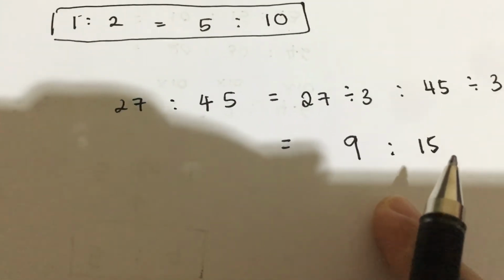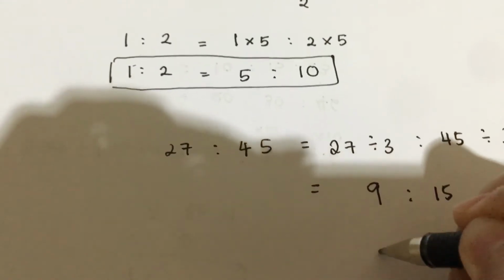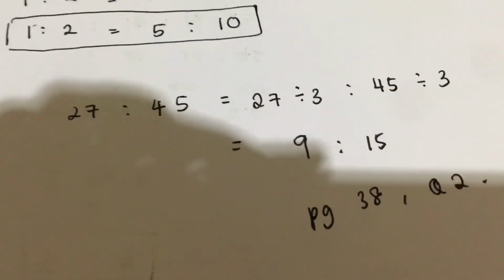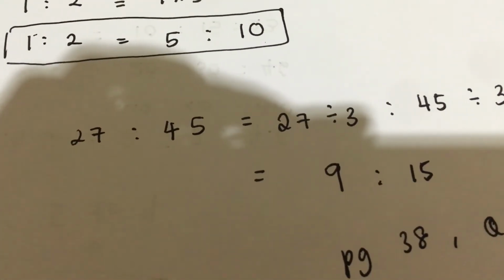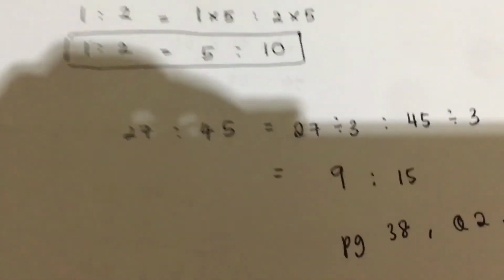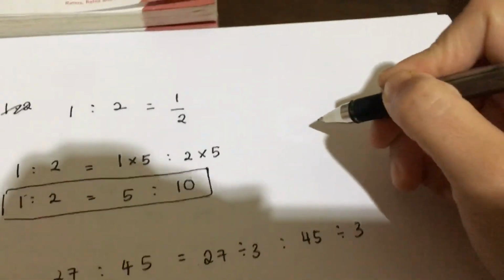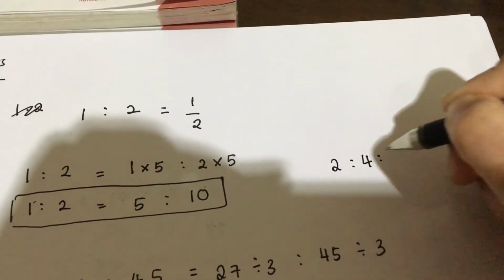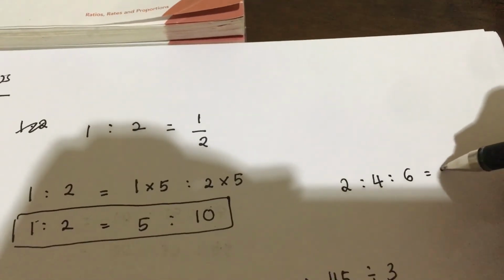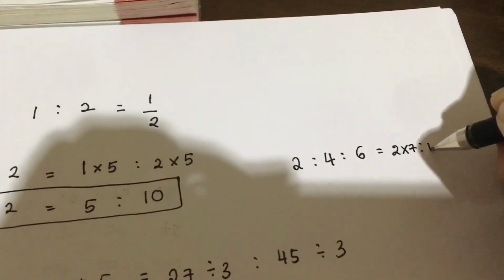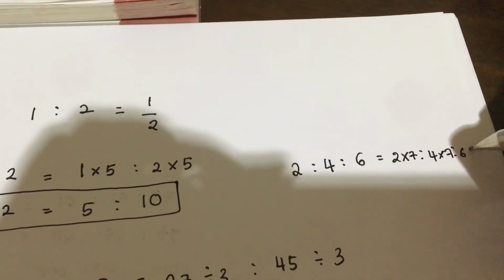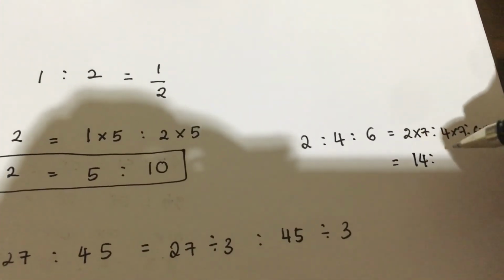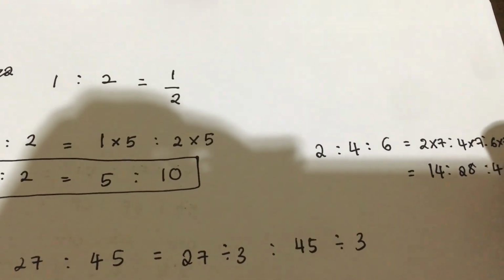Alright, let us look at the second question on page 38, question number 2. Find two possible equivalent ratios. Also, if you have three quantities, 2 to 4 to 6, you can choose to multiply with 7. That means 4 times 7, and also 6 times 7. So your final answer, your equivalent ratio, would be 14, 28, and 42.